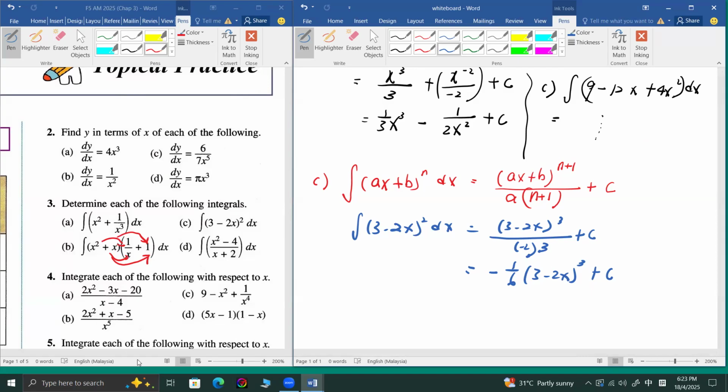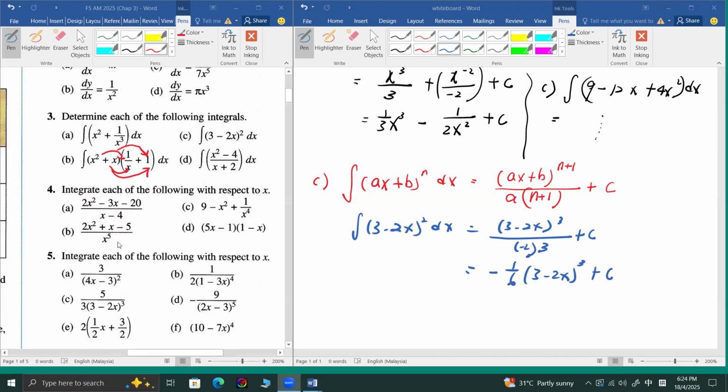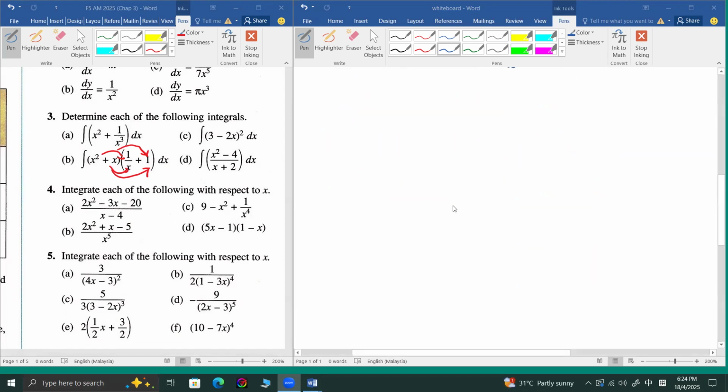Now you look at D, what is the difference? Okay, for D, here is not a single term, right? If it's not single, you can't separate them, right? Remember? Like if it is like this, you can separate: 2x squared per x power 5, x per x power 5, minus 5 per x power 5. So to separate them into 3 terms. So for D, you cannot separate it.